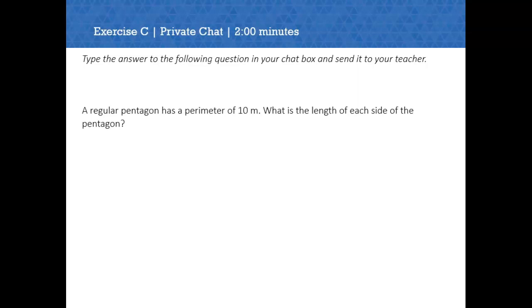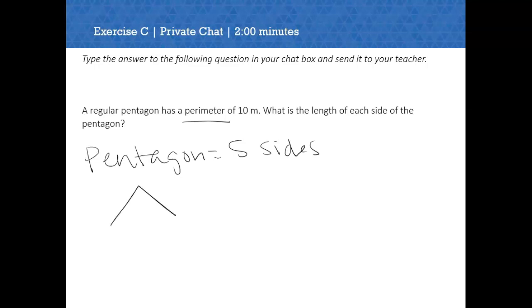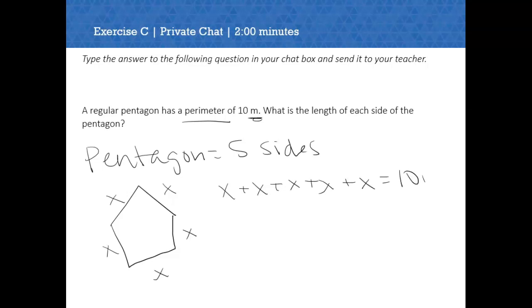A regular pentagon. So we just talked about a hexagon has 6. A pentagon has 5 sides. So a regular pentagon has a perimeter of 10 meters. What is the length of each side? So if we have, and it says the perimeter, we add up all of these sides, x plus x plus x plus x plus x equals 10. Notice this is meters, because when we add units, we just keep the meters.